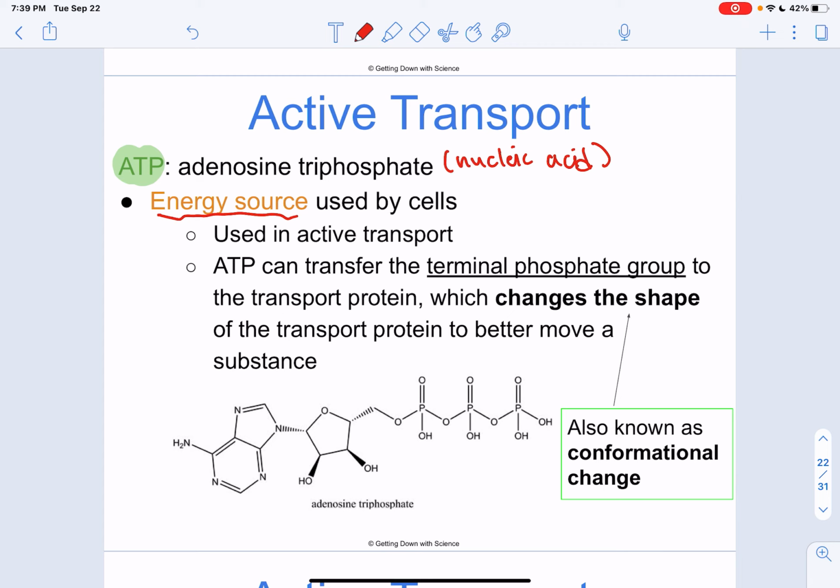And how ATP is going to work is that we're going to have energy. We have to release a phosphate group. We're going to have energy stored in these bonds right here, the bonds that connect the phosphates to the nucleotide. And when we break a bond, it's going to release a phosphate, and it's also going to release energy.